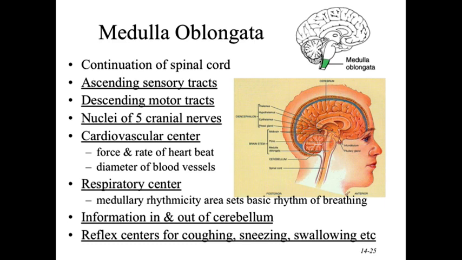In the medulla is also the reflex center for coughing, sneezing, and swallowing. I remember I actually knew a doctor who was non-stop vomiting. He couldn't help it. And when they x-rayed his neck, they actually found a bone spur up at the top, putting pressure on his medulla.